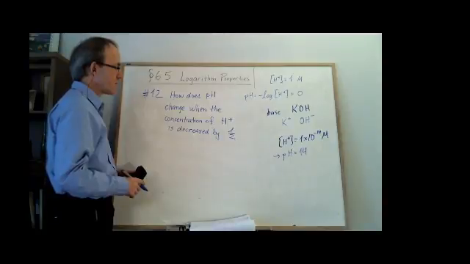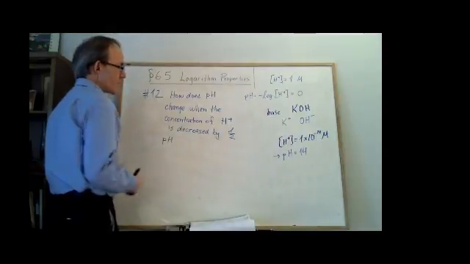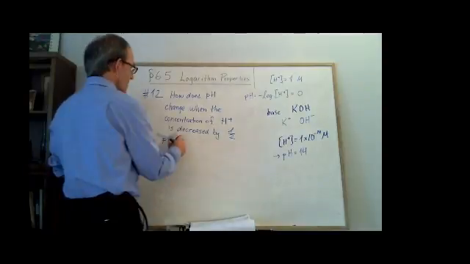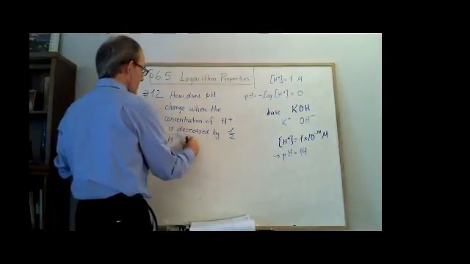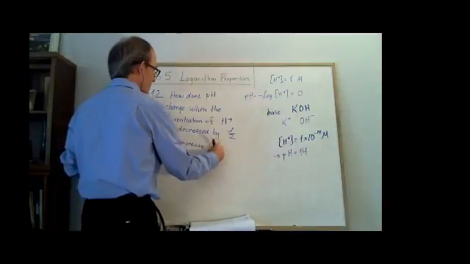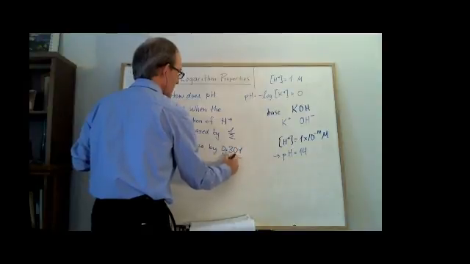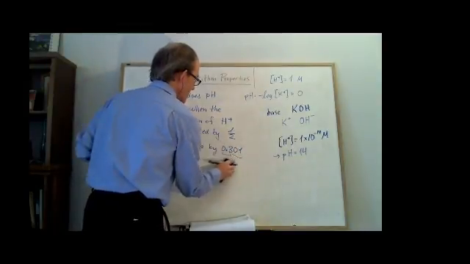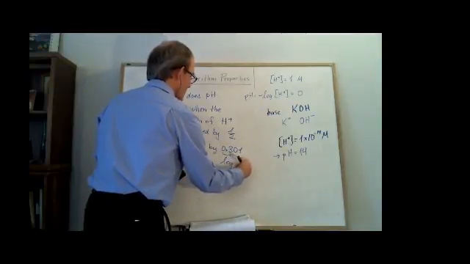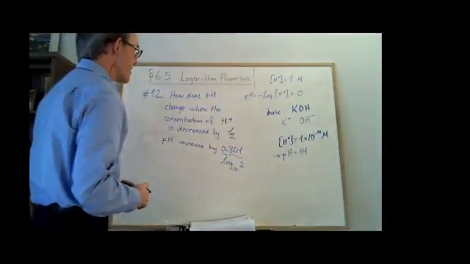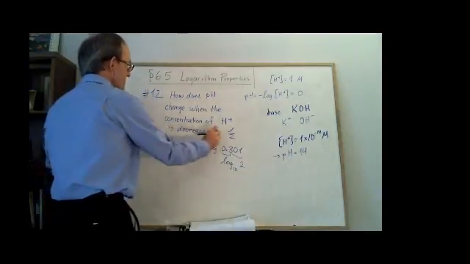And in the previous problem, you realize that the pH will decrease by 0.301. So in this case, the pH should increase by 0.301. Where does this number 0.301 come from? It's an approximation to the log base 10 of 2. Okay, so let's see how that works in this case.